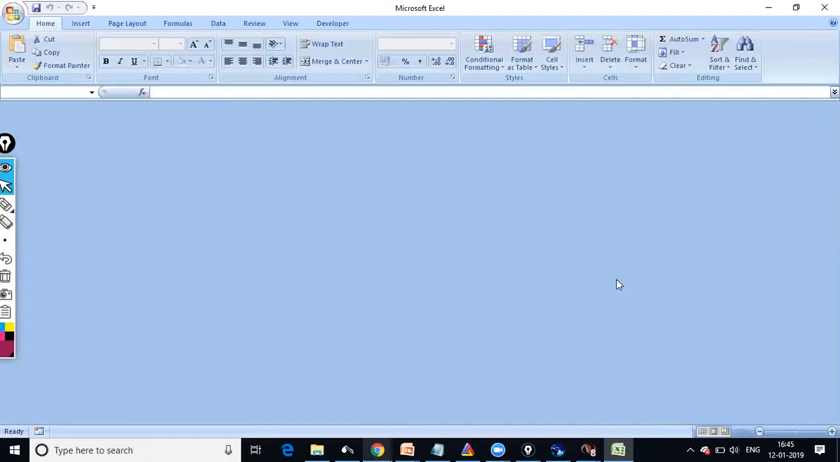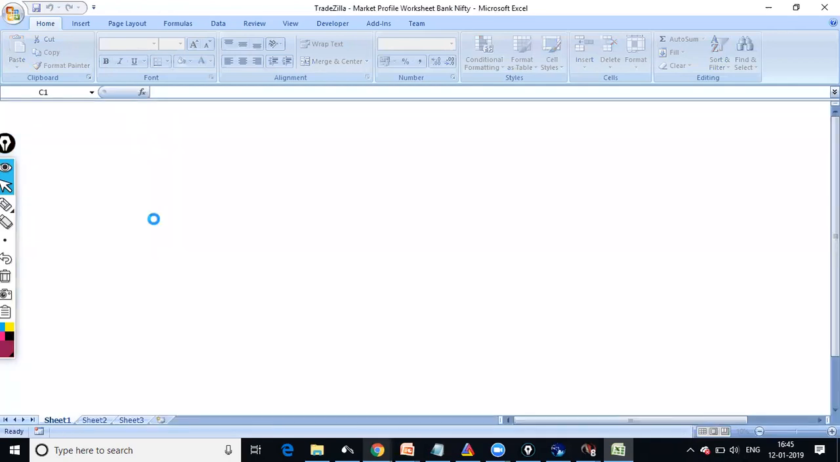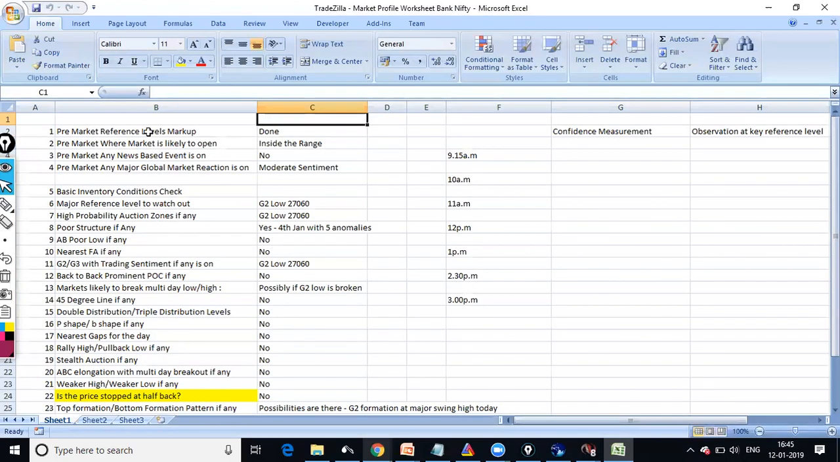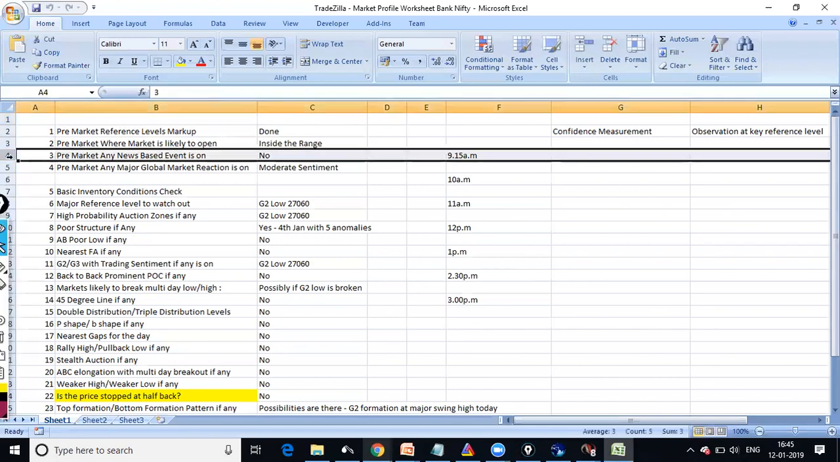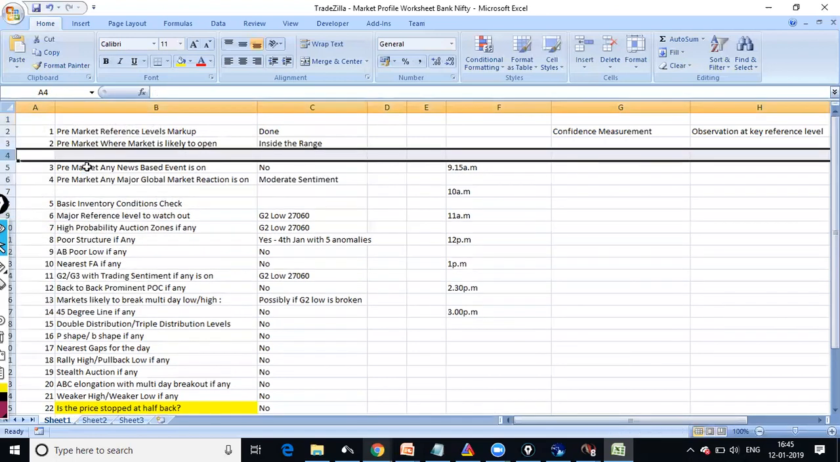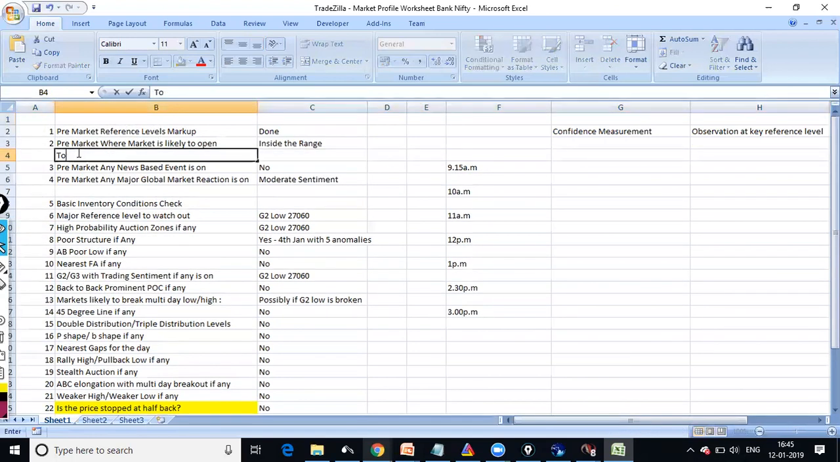The sheet which I have given over here will be covering the top-down analysis as well, the pre-market setup, where the market is likely to open. We can put one more section saying top-down analysis, where we'll be looking into monthly, weekly, and daily. We'll look at what is happening in monthly balancing, weekly balancing, and daily balancing.